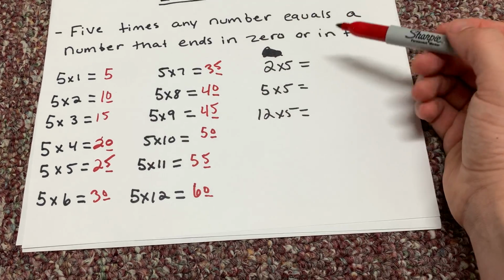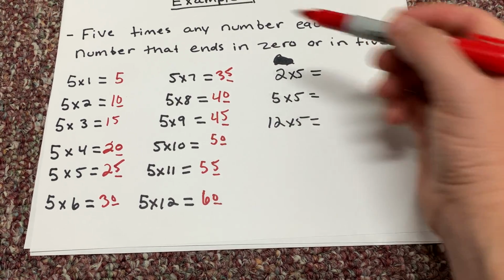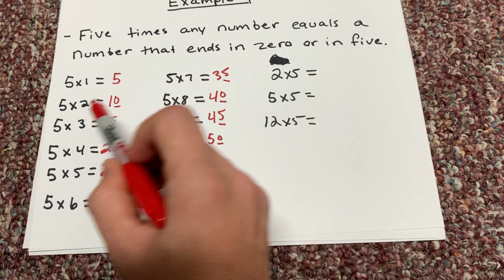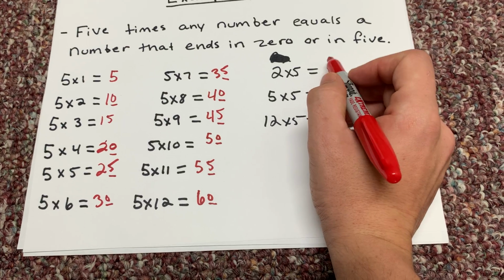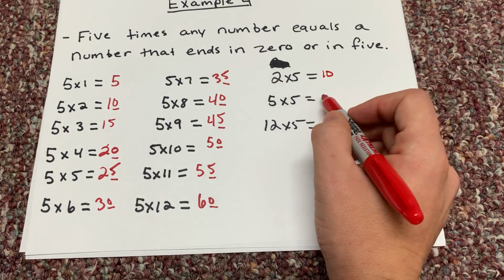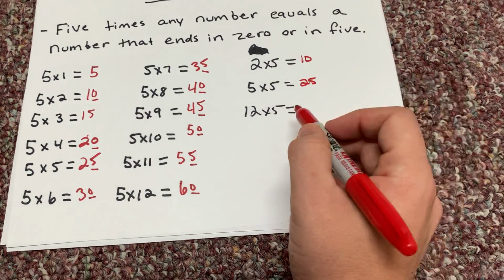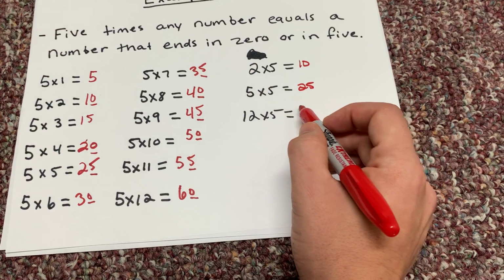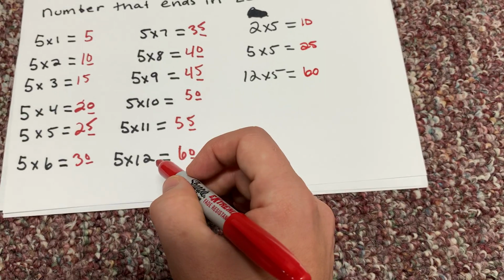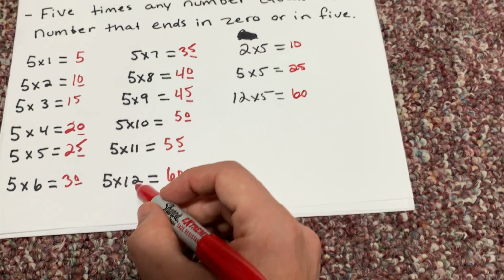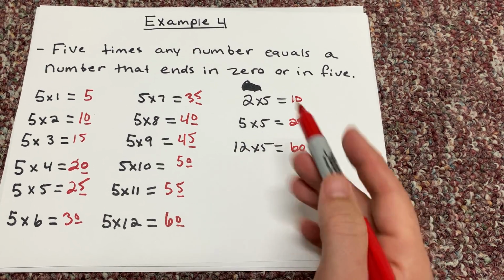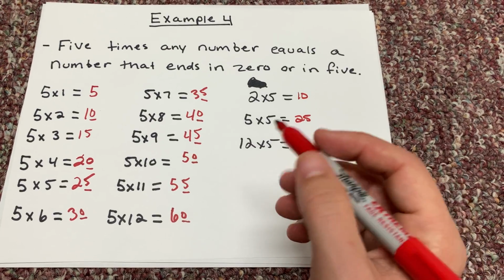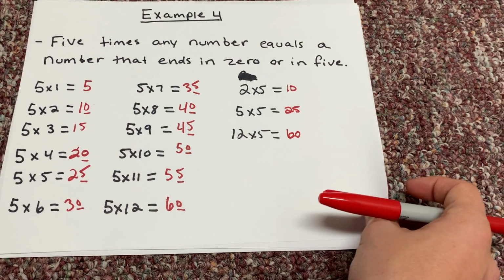And over here I have some examples on the right side just to reiterate. It's the same thing, whether I write 5 times 2 or 2 times 5 equals 10. 5 times 5 is 25. And 12 times 5 is 60. Here we wrote it as 5 times 12, but here it's flipped and has 12 times 5. Again, still going to get the same answer when I do that.